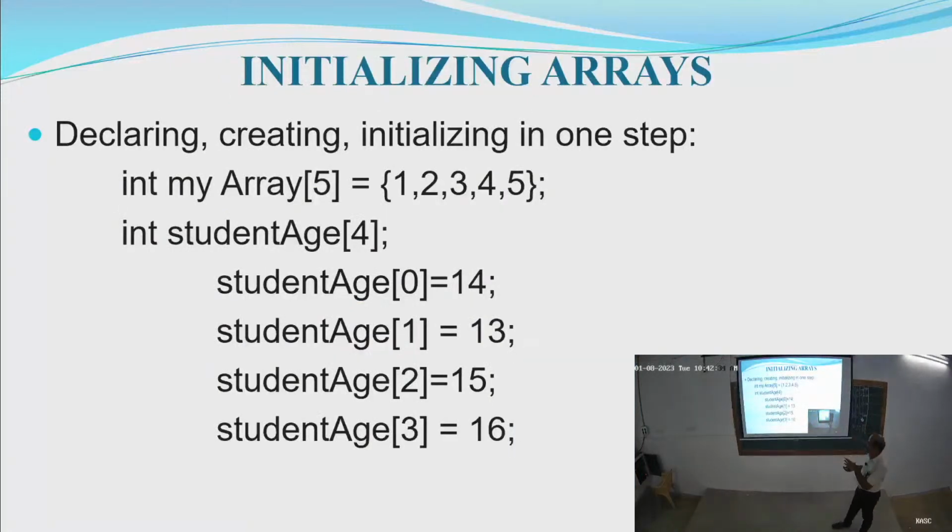This is the initialization of arrays. Int my array of 5 means we can store 5 elements in this array. Suppose we are using variables, then we need to declare 5 different variables. And int age of 4 means we can store 4 values. Already I told you the array index starts with 0. It is 0, 1, 2 and 3. The length of the array is 4, but the index starts with 0. If it is int student age of 10, the indexes are 0 through 9.